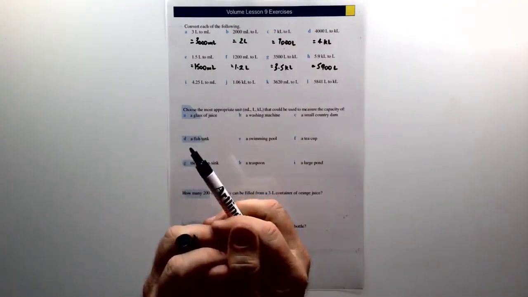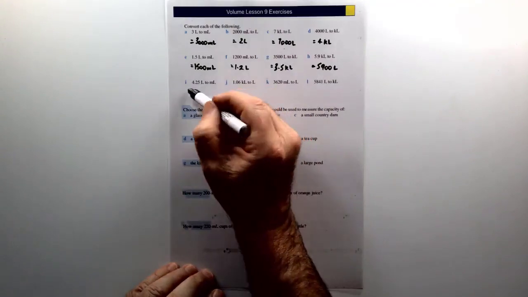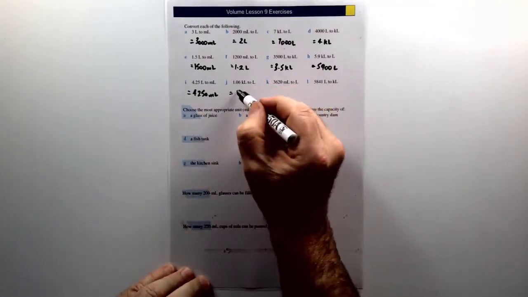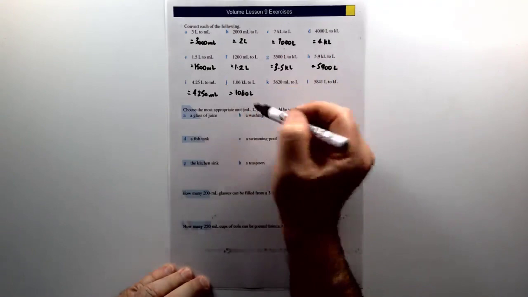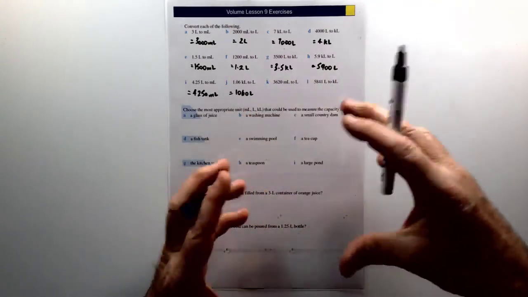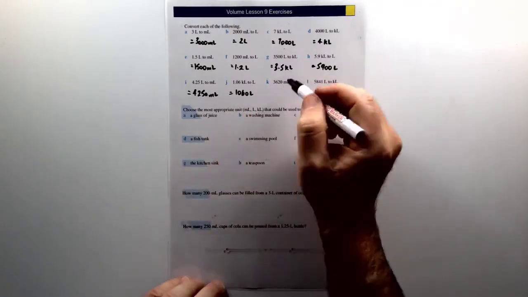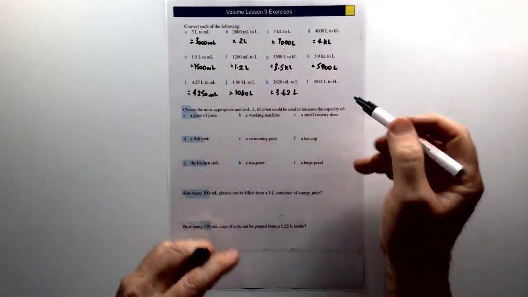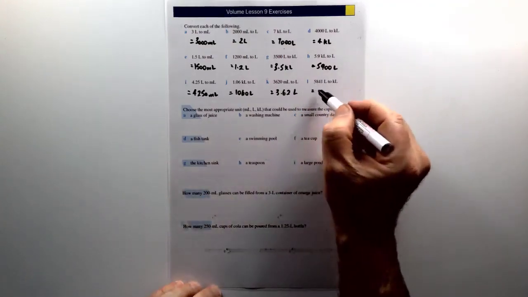Litres to millilitres, so the number has to get bigger, times by 1,000. Kilolitres to litres, so the number has to get bigger, so again times by 1,000. Millilitres to litres, so the number has to get smaller, so divide by 1,000. Litres to kilolitres, so the number has to get smaller, so divide by 1,000.